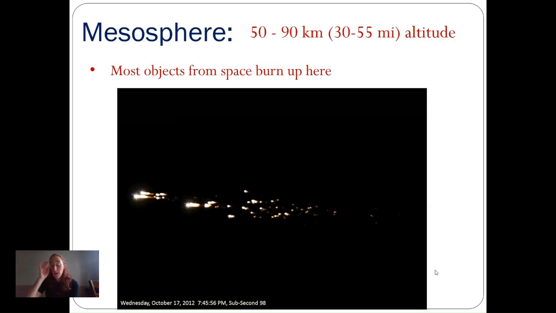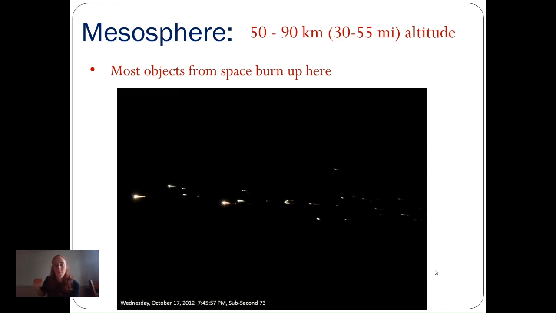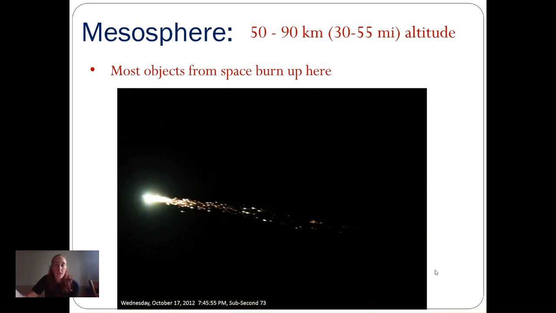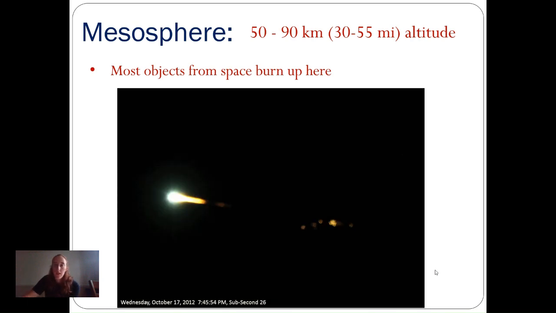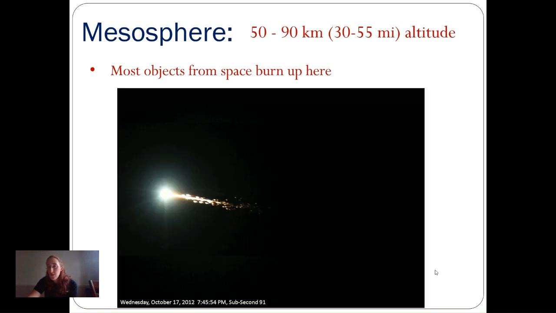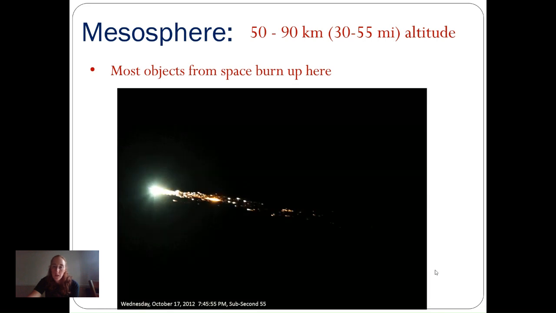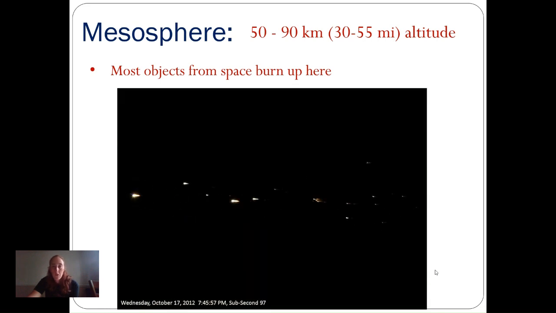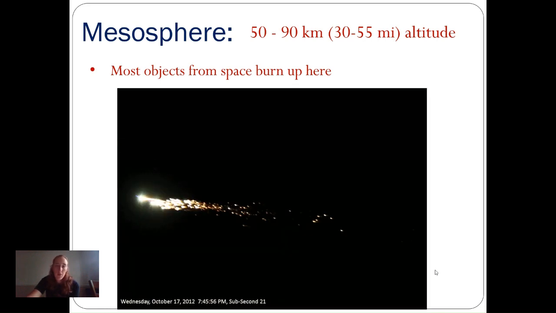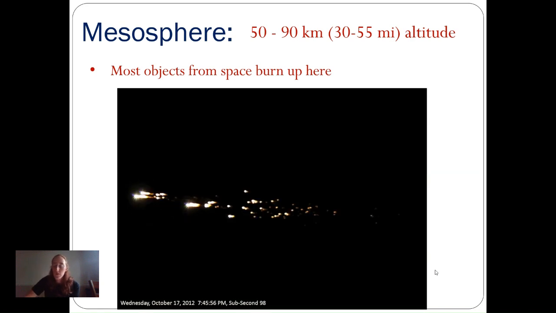If we go one more layer up, we will be in the mesosphere. Meso means middle, so this is the middle sphere. It's 30 to 55 miles up, or 50 to 90 kilometers up in altitude above your head. There's not too much that's super interesting about the mesosphere. The main thing is that objects from space burn up here. So if you ever see meteor showers or things like that, you're seeing stuff burn up in the mesosphere. That's the main takeaway about the mesosphere.